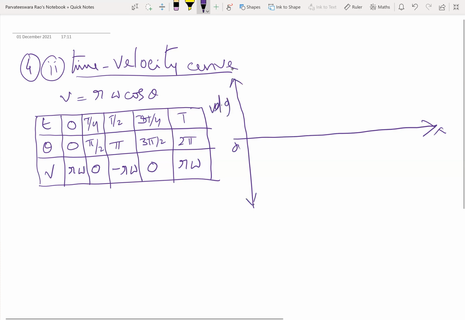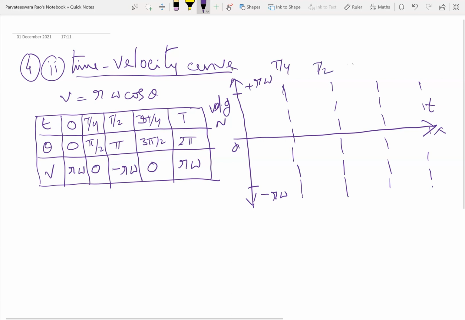So in this, velocity on the y-axis, time here. The limits of velocity are plus R omega, minus R omega. T by 4, T by 2, 3T by 4, T.